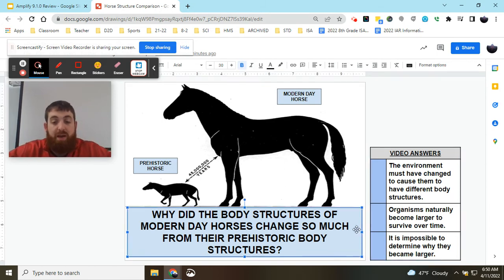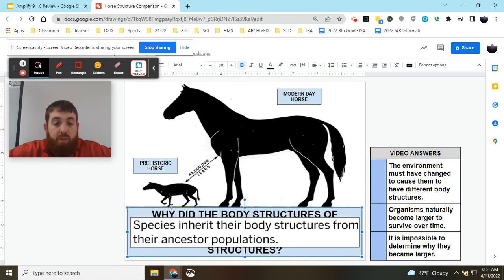All right, do we think we got it? Let's go ahead and see. So we know that species inherit their body structures from their ancestral populations, meaning what we see in this species is what we're going to see in this species. But we see that this has obviously become a much larger organism with those shared structures. So something must have changed. Something must have caused this.